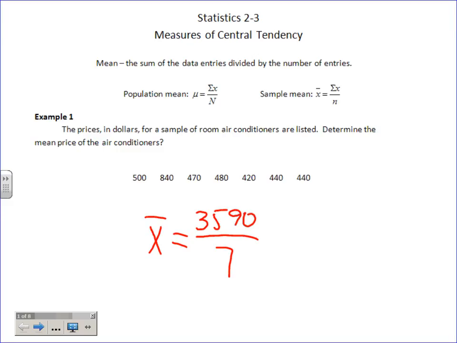I'm assuming we're going to have to round a little bit here. Yes. 512.9. We'll just round there. That's fine. And what does that mean in this particular problem? Yeah, $512.90 is the average price of those.